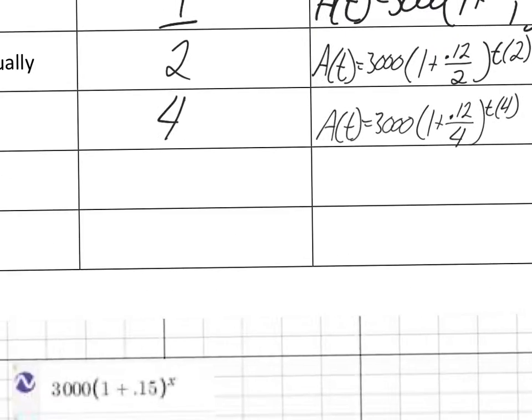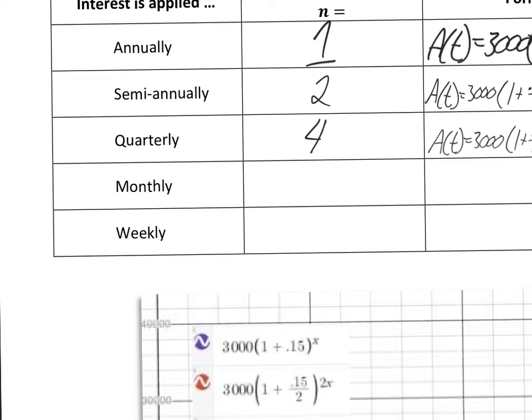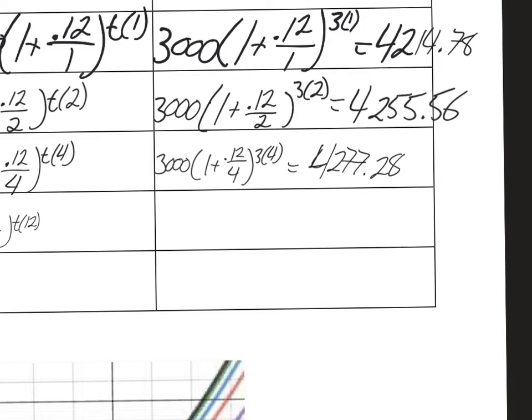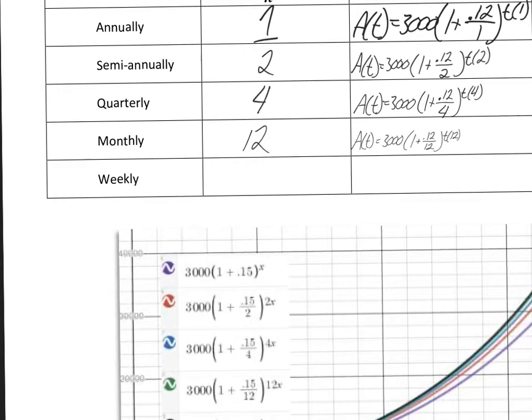Okay. Next one, monthly. How many months are there in a year? There are 12 of them. So over here we have A of T equals 3,000 times (1 plus 0.12 divided by 12) to the t times 12. So we have 3,000 times (1 plus 0.12 divided by 12) to the 3 times 12, which gives you 4292.31.